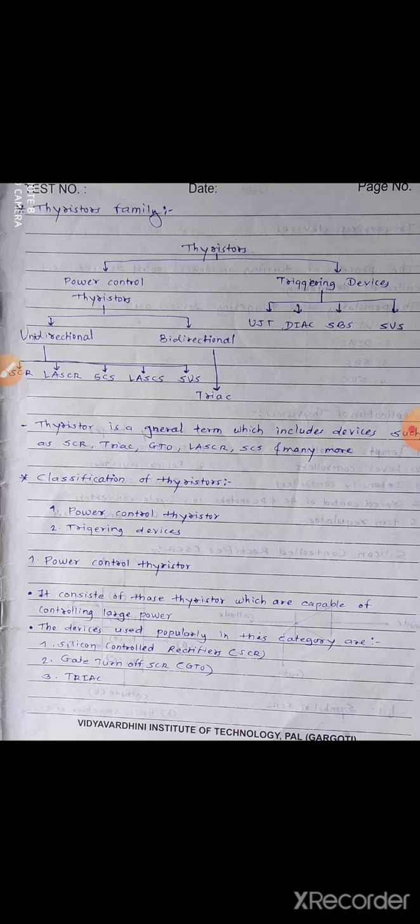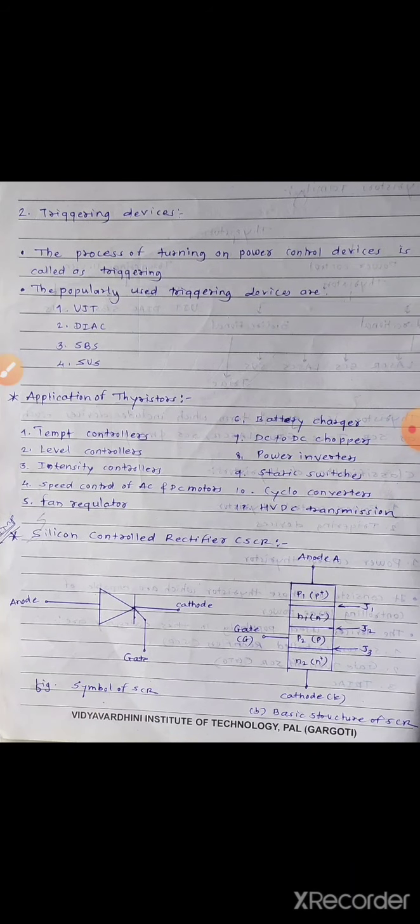Okay, so the classification of thyristor is power control devices and triggering devices, in which power control devices actually handle maximum power, and triggering devices are actually used to turn on the thyristor devices, unidirectional or bidirectional. Okay, moving toward the next topic, applications of thyristor.